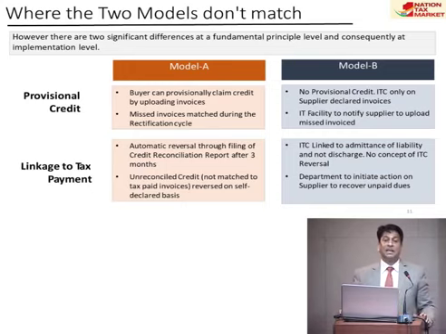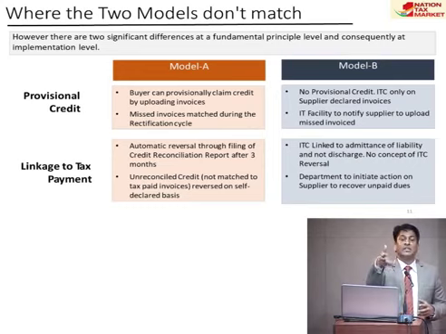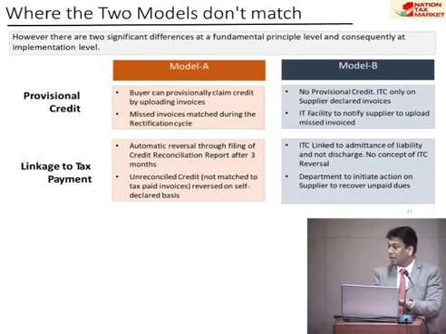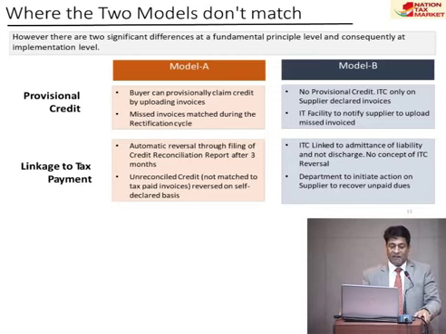Linkage to the tax payment. Linkage to the tax payment means the invoices on which we are availing credit must be paid by the supplier. That is the meaning of it. So kindly read Model A. Model A says automatic reversal through filing of credit reconciliation report after 3 months.